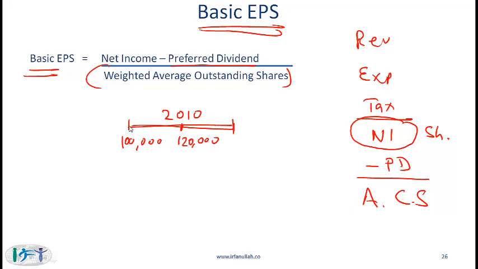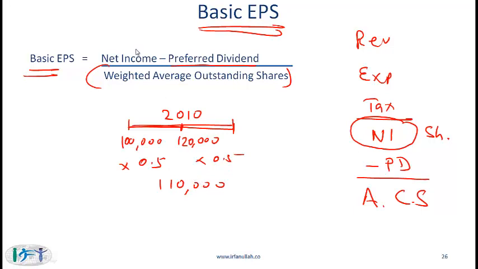In this case, we have 100,000 for half the year. So we say 100,000 into 0.5 or 6 over 12 plus 120,000 into 0.5 again. And when you find the weighted average of these two numbers, you will get 110,000. In my simple example, that would be the denominator.